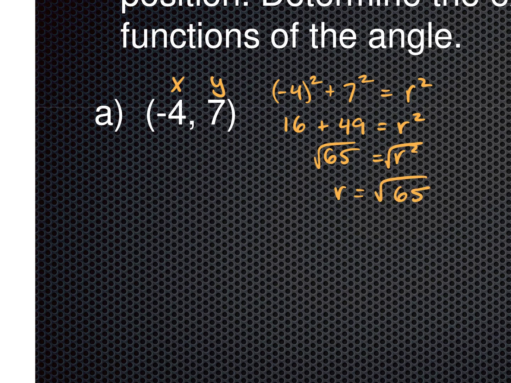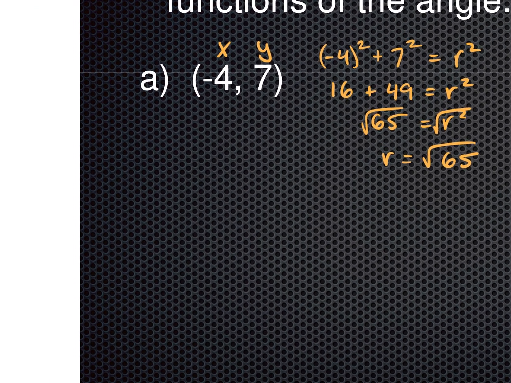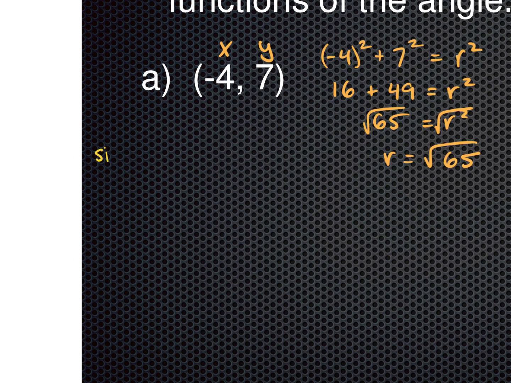Is it positive or negative? Positive, because r is always positive. Can we simplify the square root of 65? No. Our 2 factors would be 5 and 13. We don't have any pairs, so it doesn't simplify. Now that we have our x, y, and r, we can find all of our trig functions. Let's start with sine, cosine, and tangent. We'll find our reciprocal functions, cosecant, secant, cotangent.